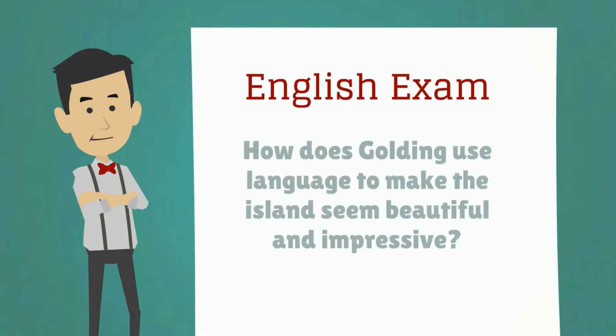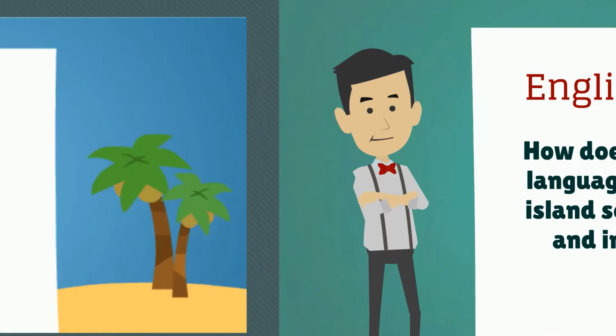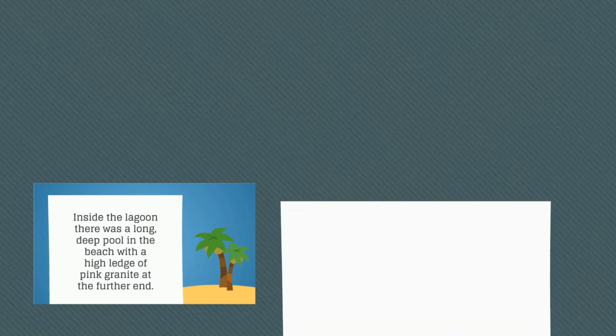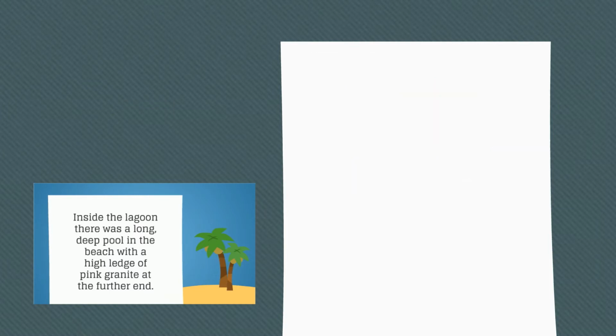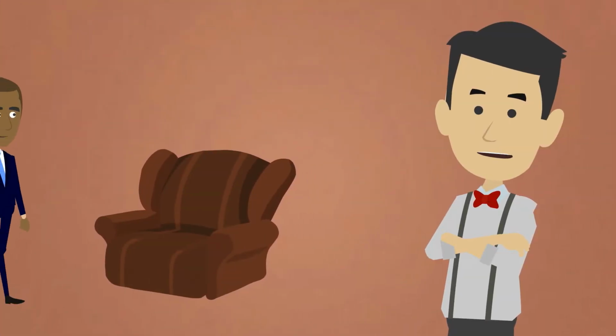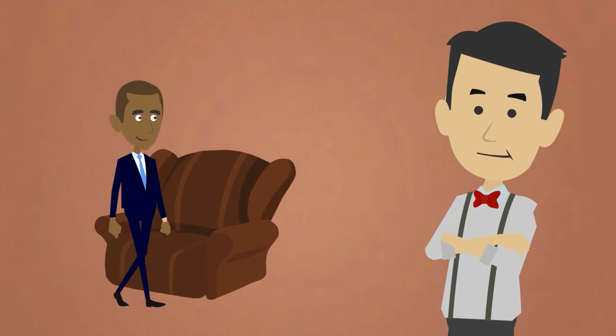The question might be, how does Golding use language to make the island sound beautiful and impressive? But where would you start? Webster and I often read responses from students like, "The writer makes it really descriptive," or "When the writer says long deep pool, you can really picture it in your head." First, I'm going to show you why this type of answer is limited. Then I'll show you a better way to respond.